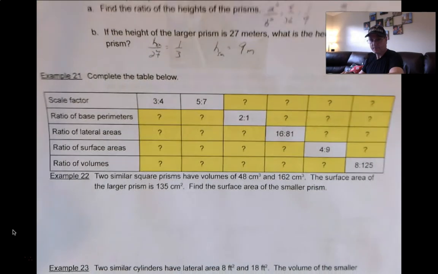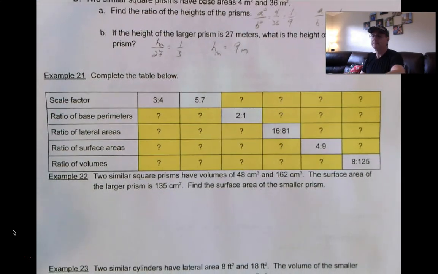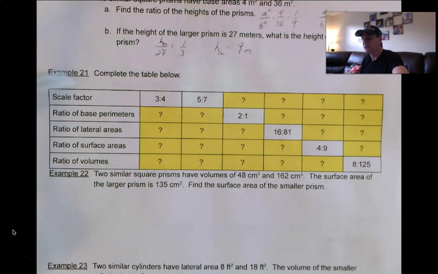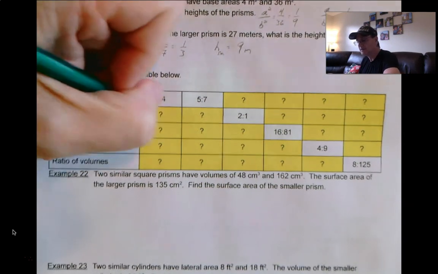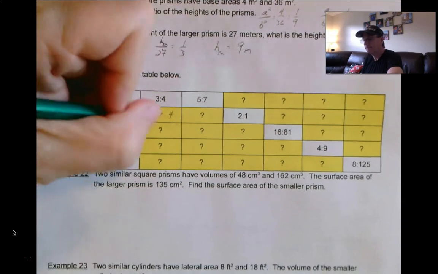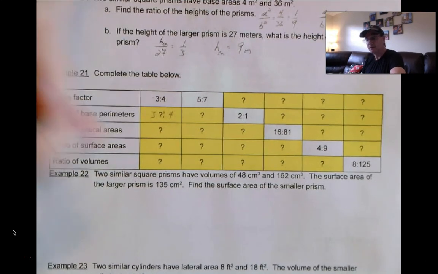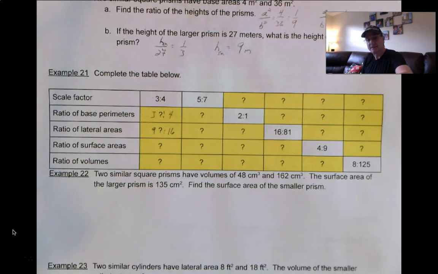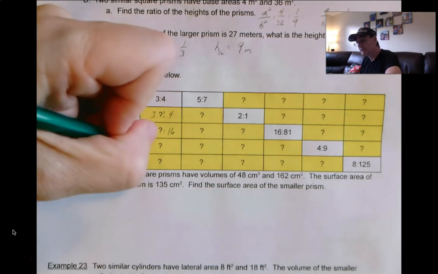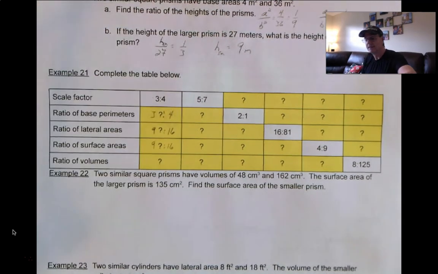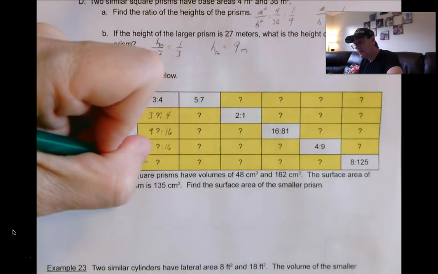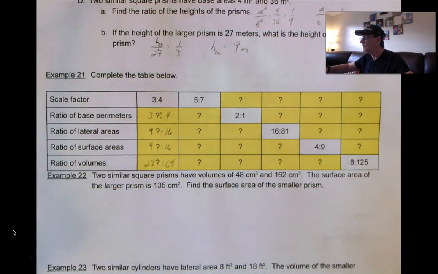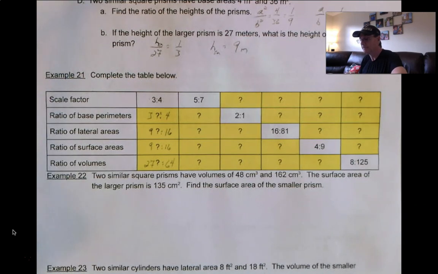21. Scale factor. I'm saying scale factor, and again, I should say similarity ratio. Apologize. So similarity ratio is 3 to 4. Ratio of the bases, 3 to 4. Ratio of the lateral areas is going to be 9 to 16. Ratio of the surface areas, 9 to 16. Ratio of their volumes, 27 to 64. 4 cubed is 64.